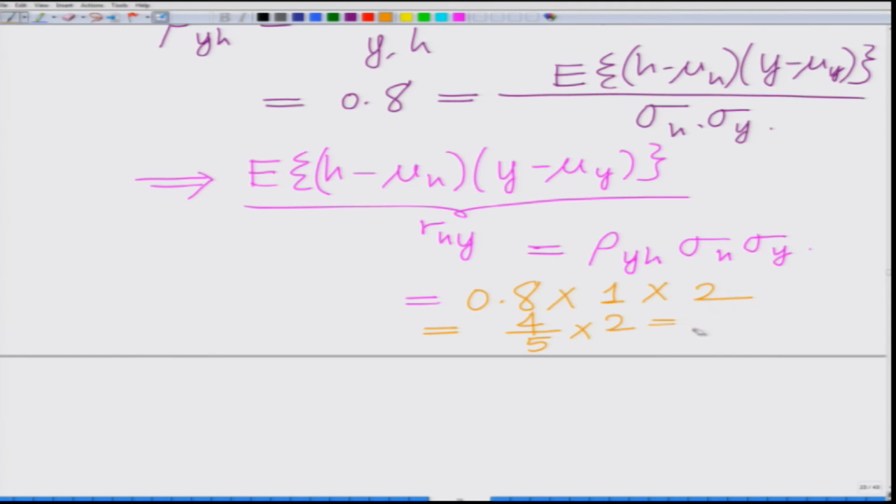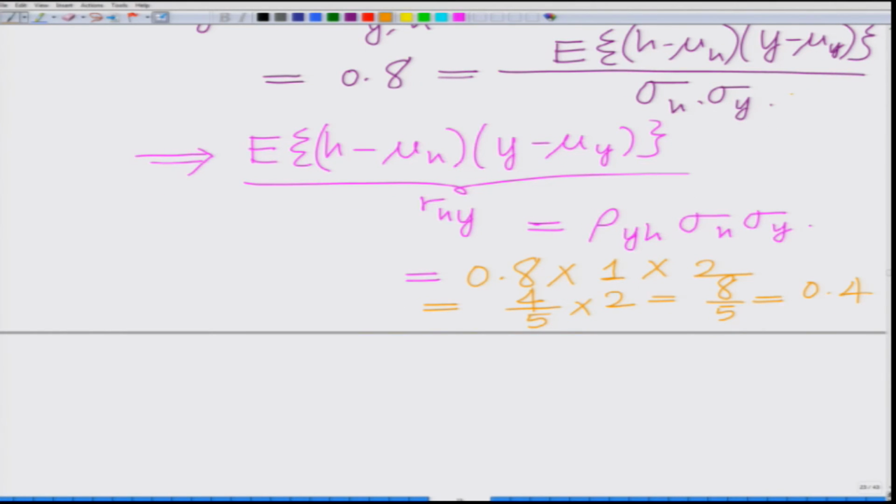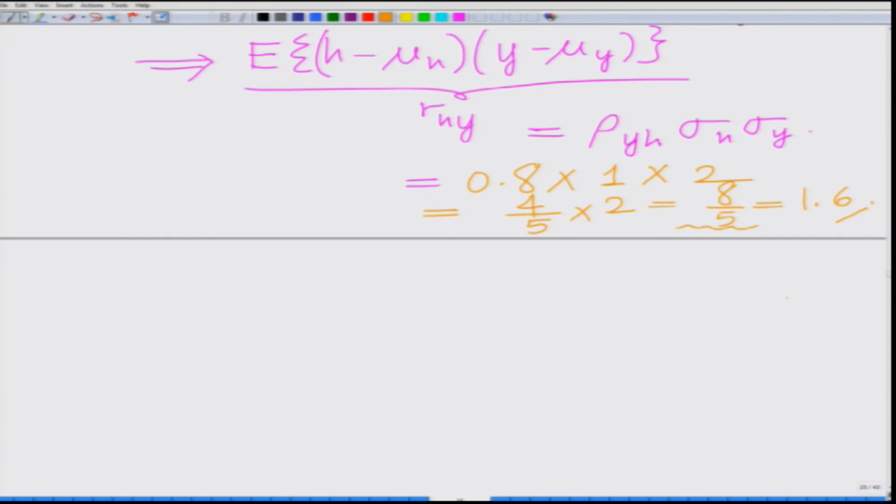This is basically your 8 by 5, which is equal to 1.6. So this is your RHY. RHY is 1.6, or 8 by 5. So now we have RHY.